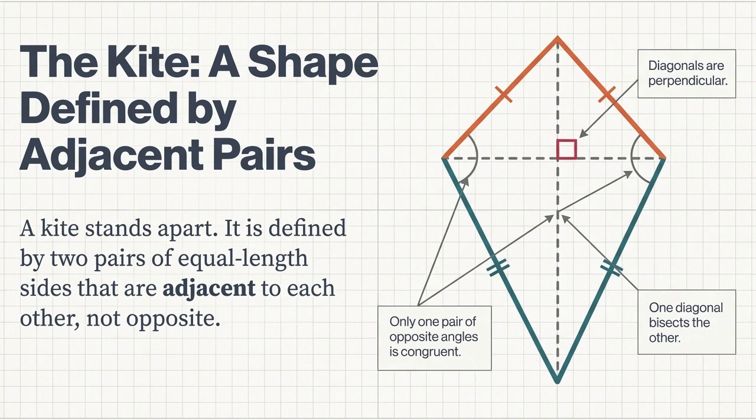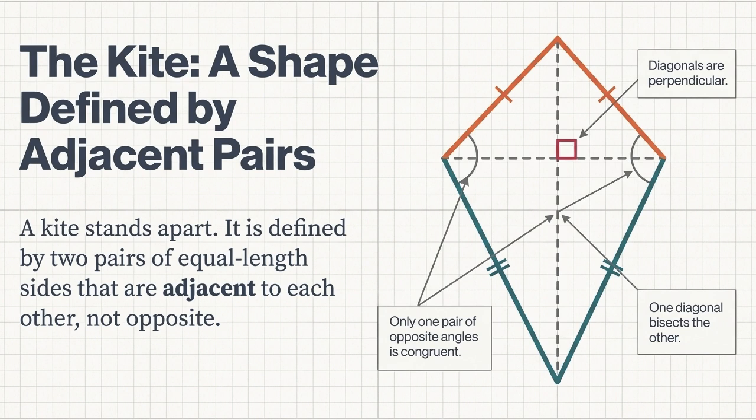So what makes a kite a kite? It's all about which sides are equal. For a kite, the equal sides are the ones right next to each other. They're adjacent. That's totally different from a parallelogram, where the equal sides are opposite each other. Just that one little tweak is what gives the kite its classic shape and some of its cool properties, like diagonals that cross at a right angle.